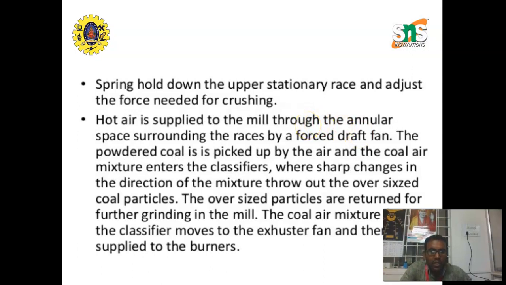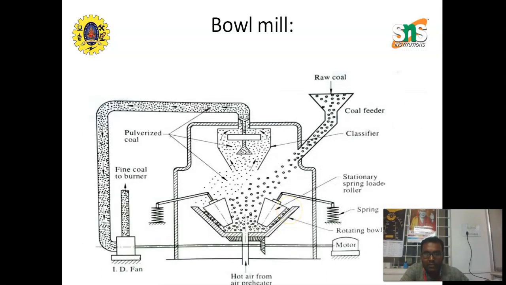Springs press down the upper stationary race and adjust the force needed for crushing. Hot air is supplied to the mill, to the annular space surrounding the races, by a forced draught fan. The powdered coal is picked up by the air, and the coal-air mixture enters the classifier, where sharp changes in the direction of the mixture throw out the oversized coal particles. The oversized particles are returned for further grinding in the mill. The coal-air mixture from the classifier moves to the exhauster fan and is then supplied to the burners.